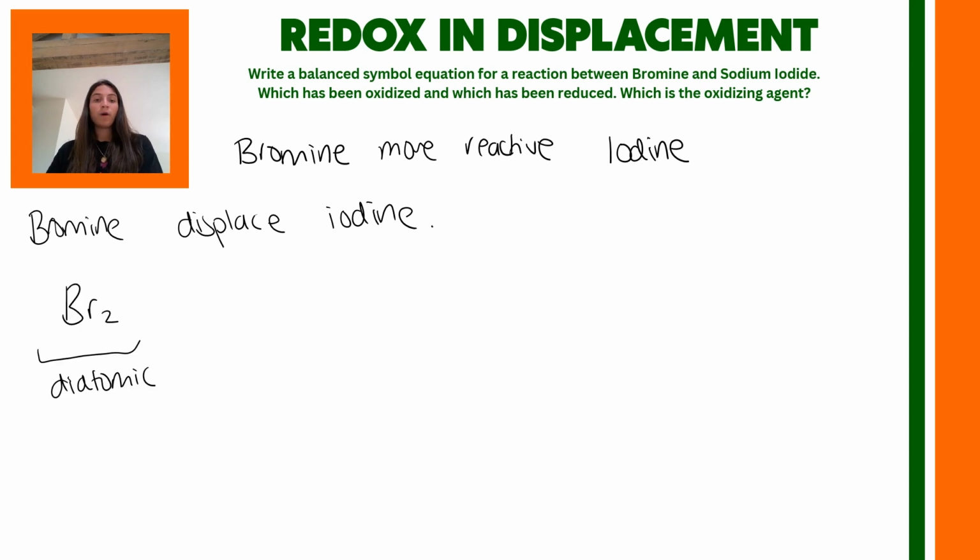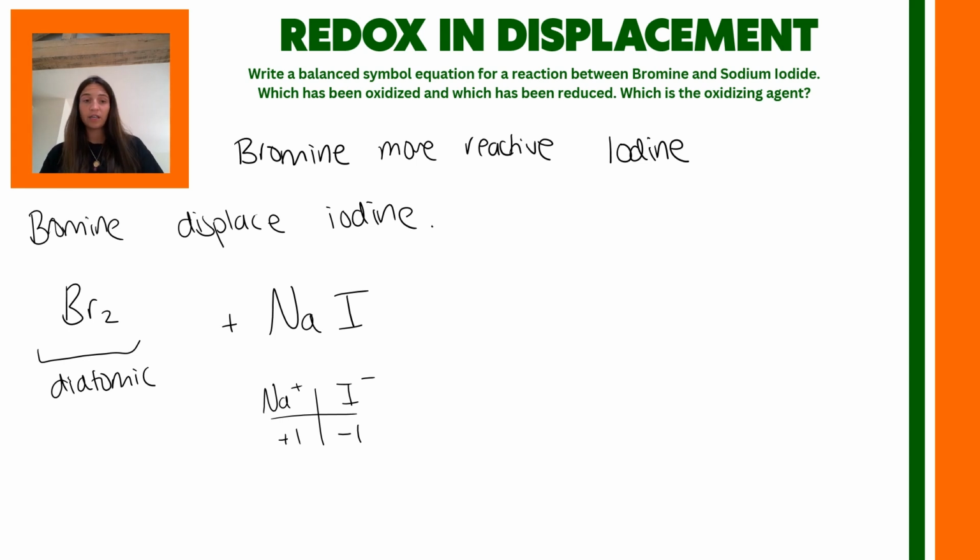So for my balanced symbol equation, we have bromine, which I have to write as Br2 because it's a diatomic molecule, it's my halogen, plus this sodium iodide, and that's my ionic compound. In order to come up with that formula, I had to check that sodium has a +1 charge because it's in group 1, and iodine has a -1 charge as iodide because it is a halogen in group 7. And so +1, -1, those are balanced, so just NaI.